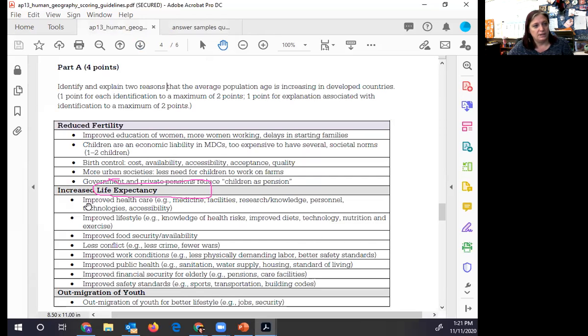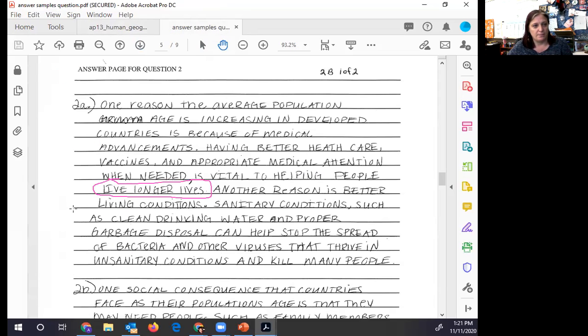Let's take a look. Improved health care, improved lifestyle, food, less conflict, work conditions, public health, financial security, and safety. Yep, they've hit on those, but remember it's explained, which means you have to tell me not only what your answer is, but why it's a good answer. If I come back to this, did they tell me why it was a good answer? Well, I think they did. They said there's better health care, there are vaccines, they're getting medical attention. Those things are contributing to people living longer. I think they did okay there. They might get at least one of the points.